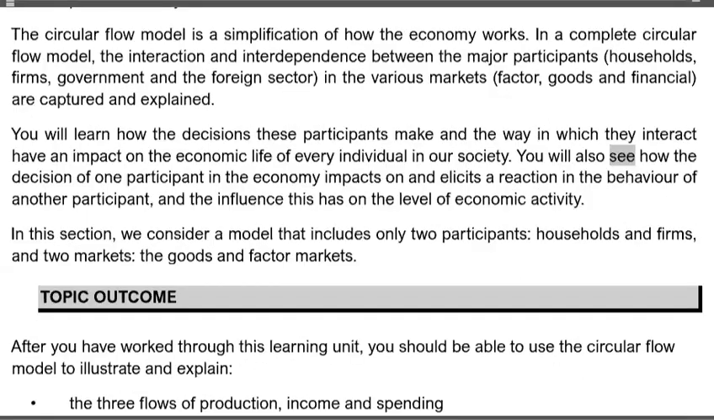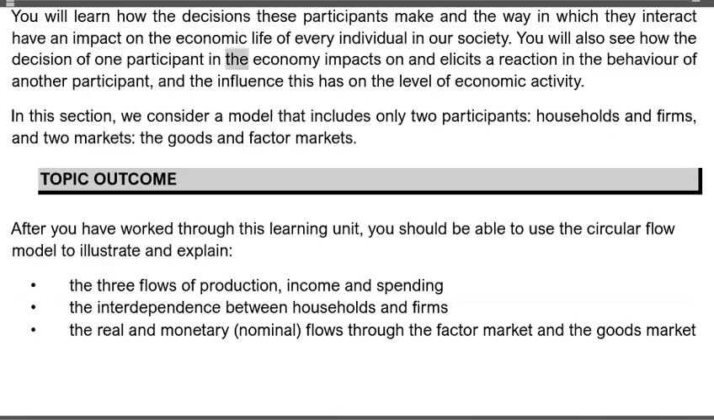You will also see how the decision of one participant in the economy impacts on and elicits a reaction in the behavior of another participant, and the influence this has on the level of economic activity. In this section, we consider a model that includes only two participants, households and firms, and two markets, the goods and factor markets.